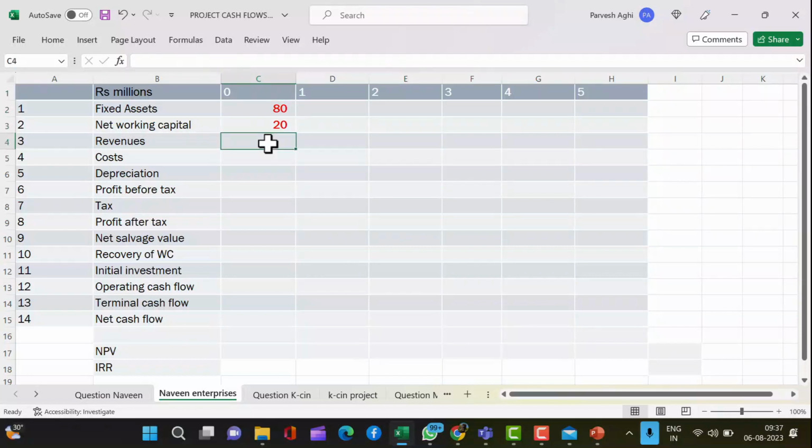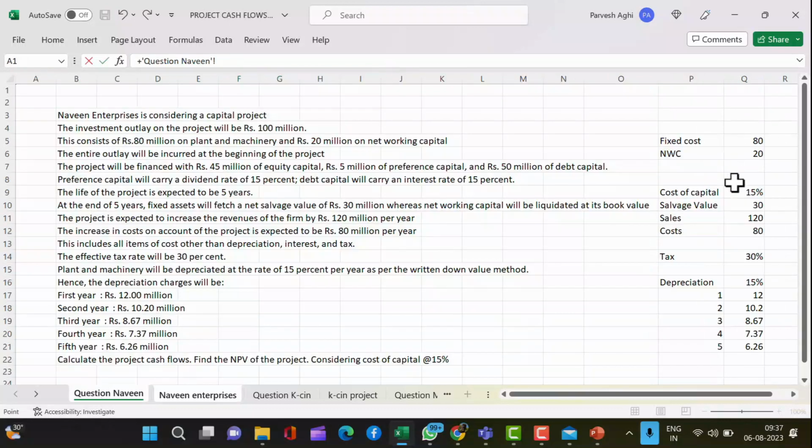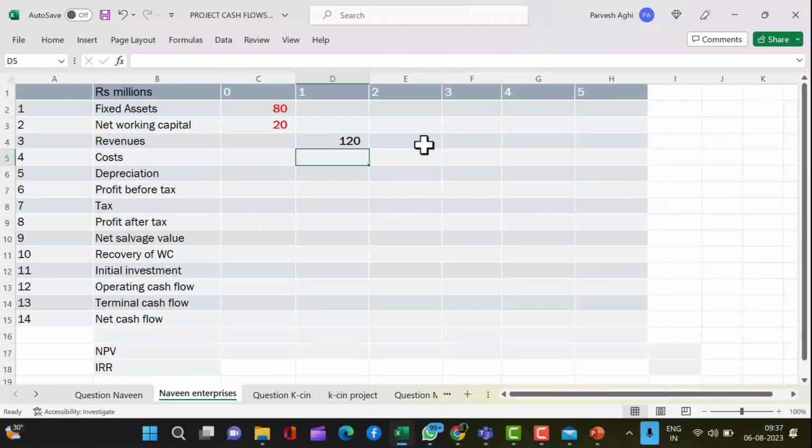Now revenues will start coming from year one. So revenues will be how much? Revenue is 120. So just 120, and then you can make it 120 every year, because the revenues are remaining the same. This is the first example where I've kept the revenues equal. Of course, we'll do another question where revenues will also go up as the years go up. As we are assuming, the revenues will remain constant for the 5 years.